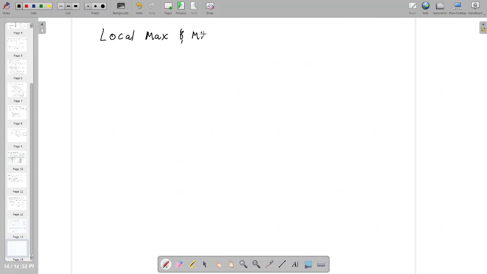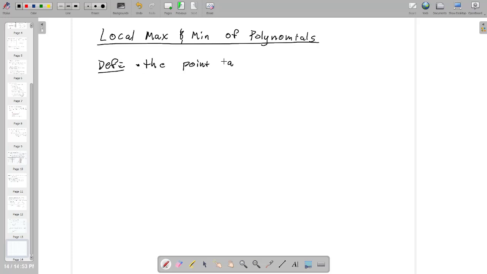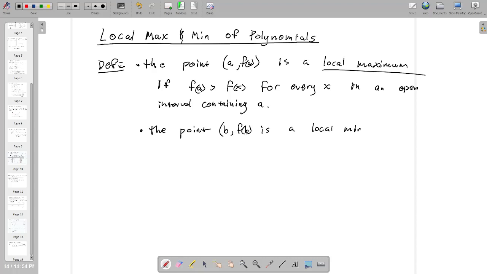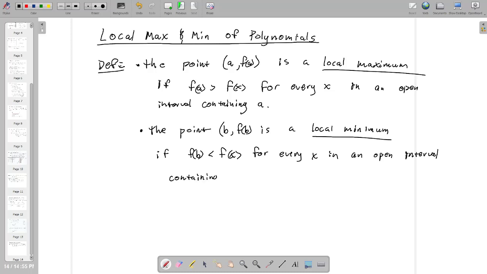Right, the last topic I want to talk about is local max and mins of polynomials. Definition. The point a, f of a is a local maximum if f of a is greater than f of x for every x in an open interval containing a. The point b, f of b is a local minimum if f of b is less than f of x for every x in an open interval containing b.